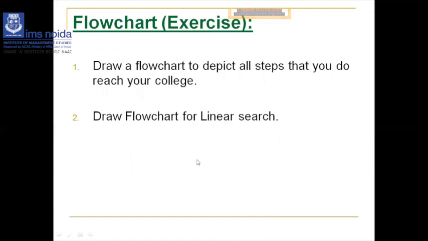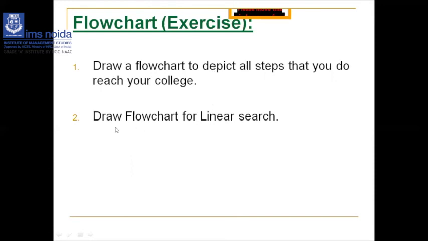Now, here I am giving you questions to be solved with the help of the symbols we have discussed in this flowchart. Please practice these two questions. First one is draw a flowchart to depict all the steps that you take to reach your college. You have to represent it with the help of a pictorial diagram.